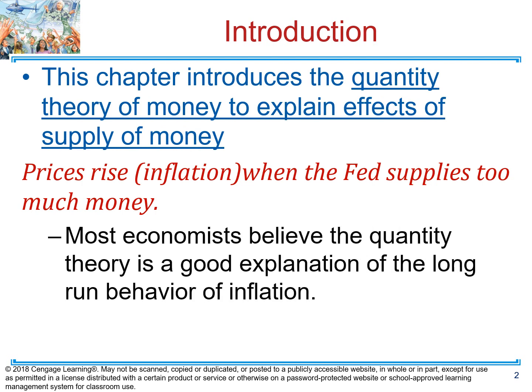And then we are going to use the quantity theory of money to explain those topics. Prices rise, it is called inflation, when the Federal Reserve supplies too much money. Most economists believe the quantity theory is a good explanation of the long-run behavior of inflation.